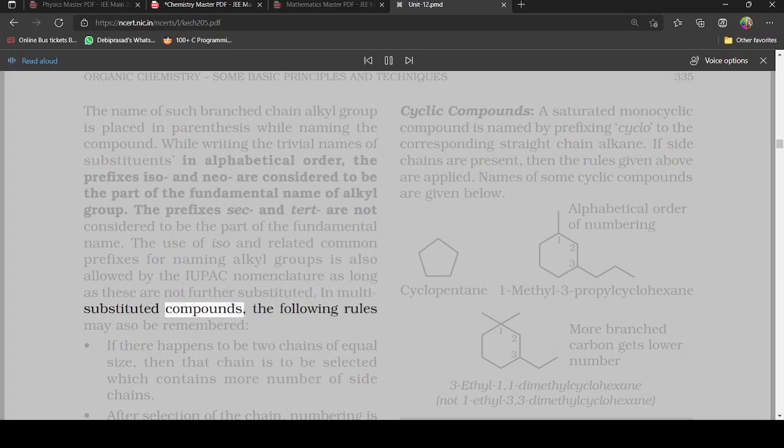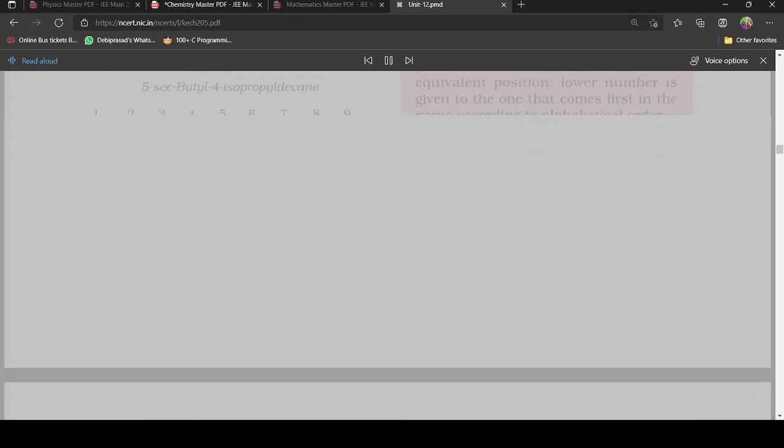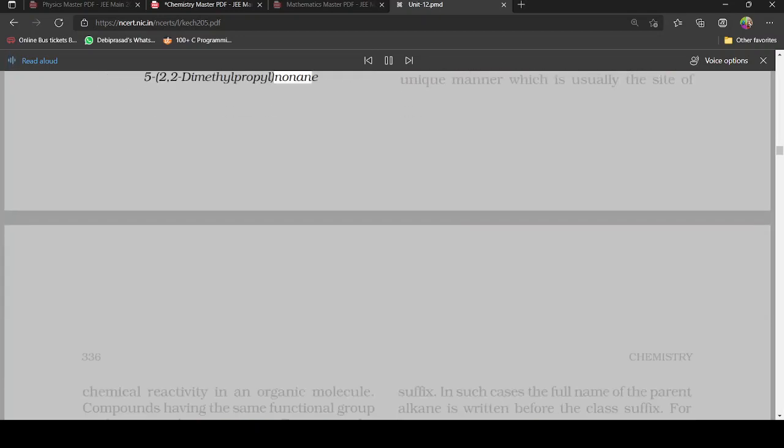In multi-substituted compounds, the following rules may also be remembered. First, if there happen to be two chains of equal size, then that chain is to be selected which contains more number of side chains. Second, after selection of the chain, numbering is to be done from the end closer to the substituent. For example: 2-ethylbutyl, 3,3-dimethyldecane, and not 2,2-dimethylbutyl, 3-ethyldecane. 5-sec-butyl-4-isopropyldecane. 2,2-dimethylpropyl nonane.